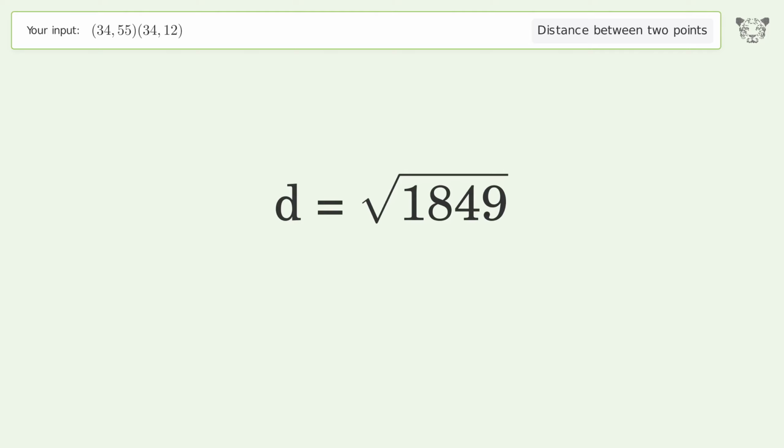And so the distance between the 2 points is the square root of 1849, or 43.